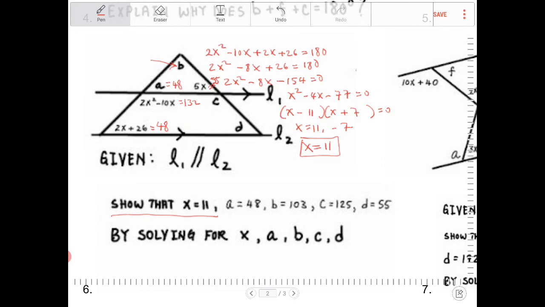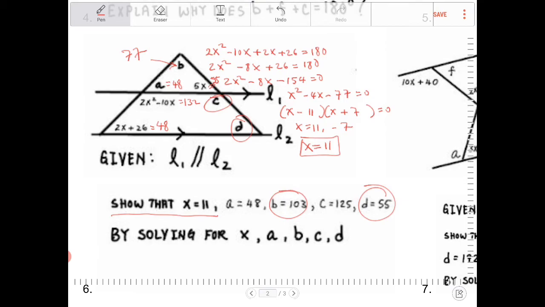55, 48, that would be 103. 103 subtracted from 180, that would be 77. So actually, I made a mistake. Angle B is not 103. It should be 77. And then angle D is indeed 55 because they're corresponding. Angle C here should definitely be 125. That is absolutely right.